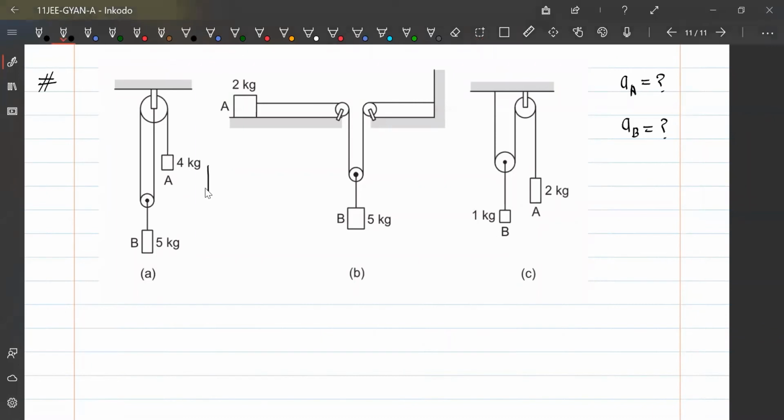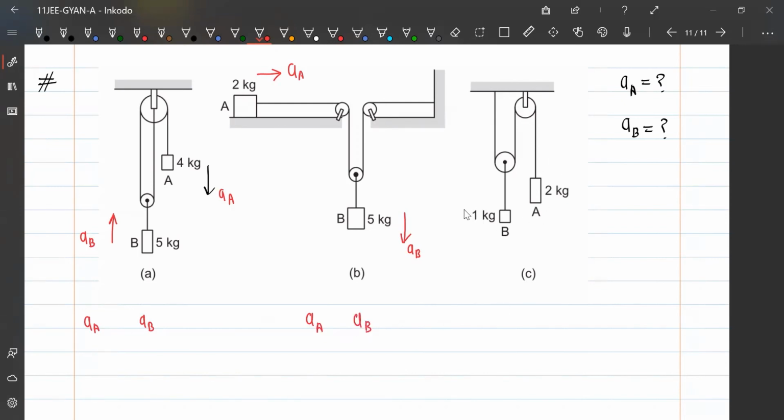Suppose this 4 kg block is going down with acceleration A1 and the 5 kg one is going up with A2. So the first task is to relate acceleration of A and acceleration of B. This will go downwards, and B will go in the forward direction. In all three cases, first don't make the FBD and solve it. The first task is just to relate the accelerations. That is the main task.